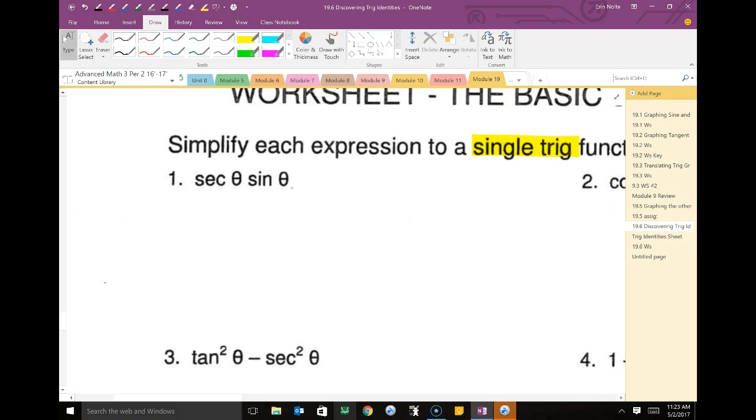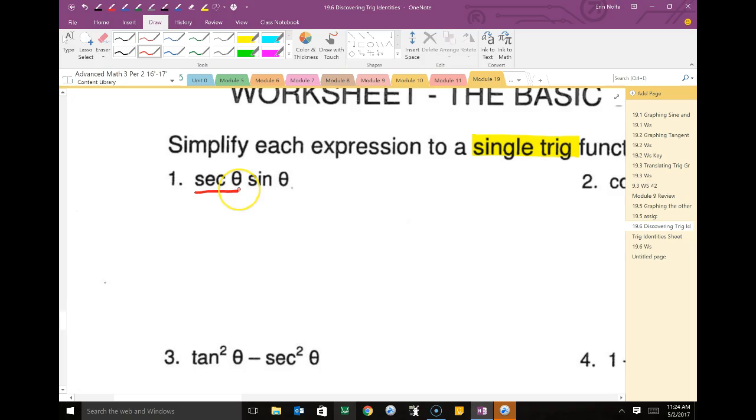The first thing I'm going to do is use my identities to somehow rewrite maybe the secant, maybe the sine, maybe both of them. So does anybody see where we could potentially go with this? What's that, Tyler? I think you're one step ahead of us. Where did you get cosine from? Does anybody know where we can get a cosine from? Yeah, because secant is the same as 1 over cosine.